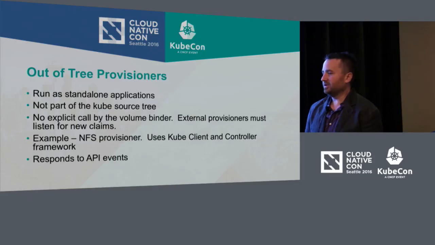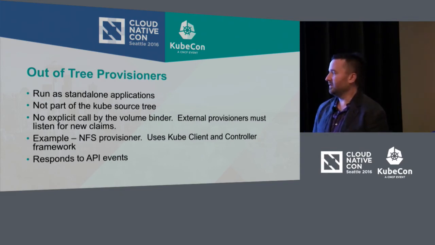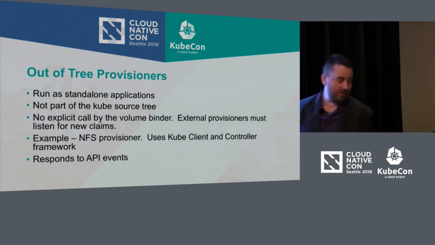Okay, so an out-of-tree provisioner responds to API events on its own. With the NFS provisioner, we use the Go client library, and we watch the API server that way. Like I said, you could even do this in a shell script and just use kubectl in a loop to look for new persistent volume claims and provision that way.